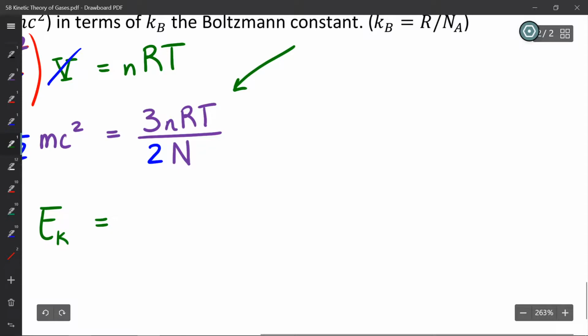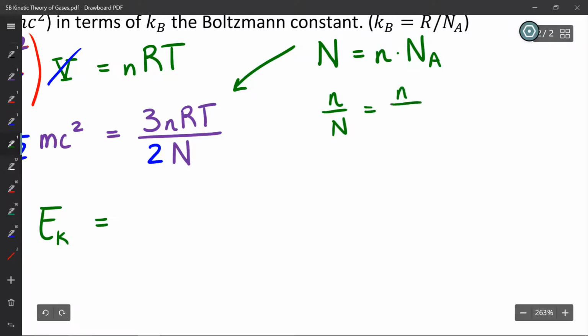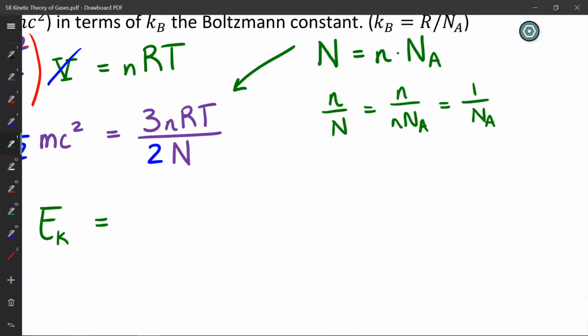Okay, watch. So N, the total number of particles, is the number of moles multiplied by Avogadro's constant. So we're taking like 5 moles and multiplying it by a number that's trillions in size, and then we get the true number of particles. So if we think about it as little n over big N, and big N is n N_A, then we have n over n N_A, and so we end up with 1 over N_A. Okay, that's not confusing, is it?